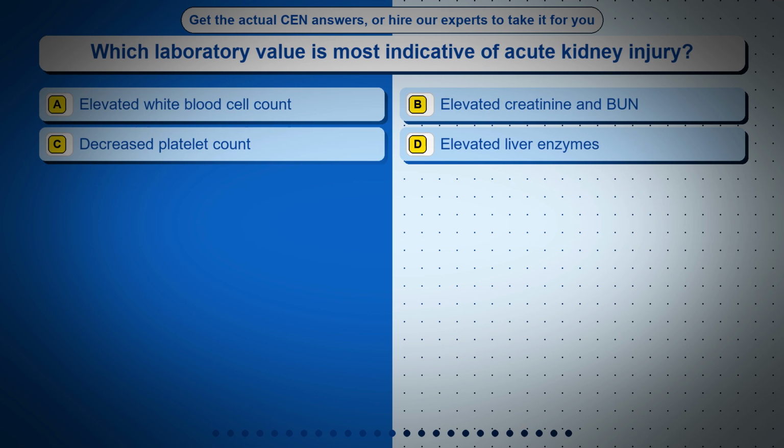Question 13. Which laboratory value is most indicative of acute kidney injury? Option A, elevated white blood cell count. Option B, elevated creatinine and BUN.